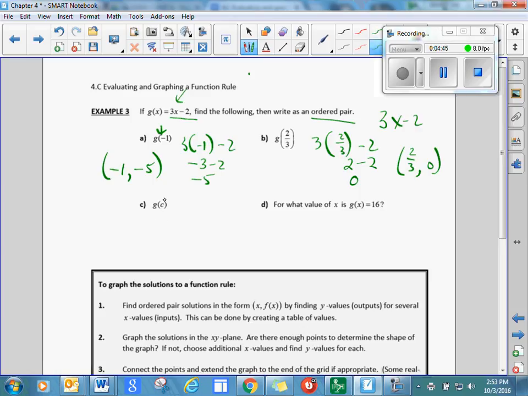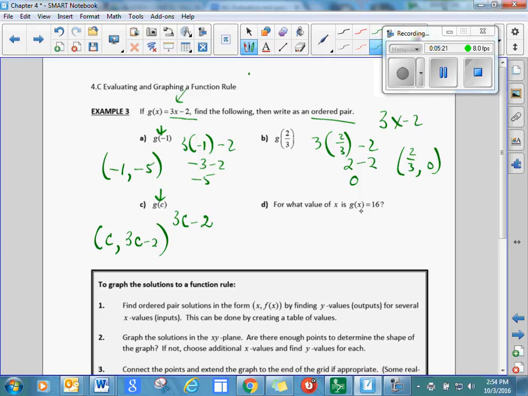Now we have something that's a little funky looking because they don't give us a number to plug in for our input. They give us a variable to plug in for the input, but you work it exactly the same way. So we take our original rule, our original equation, and replacing x, we're going to put in a c. So g of c is nothing more than 3, replacing x with c, minus 2. So our ordered pair looks like this. The input is c, the output is 3c minus 2.